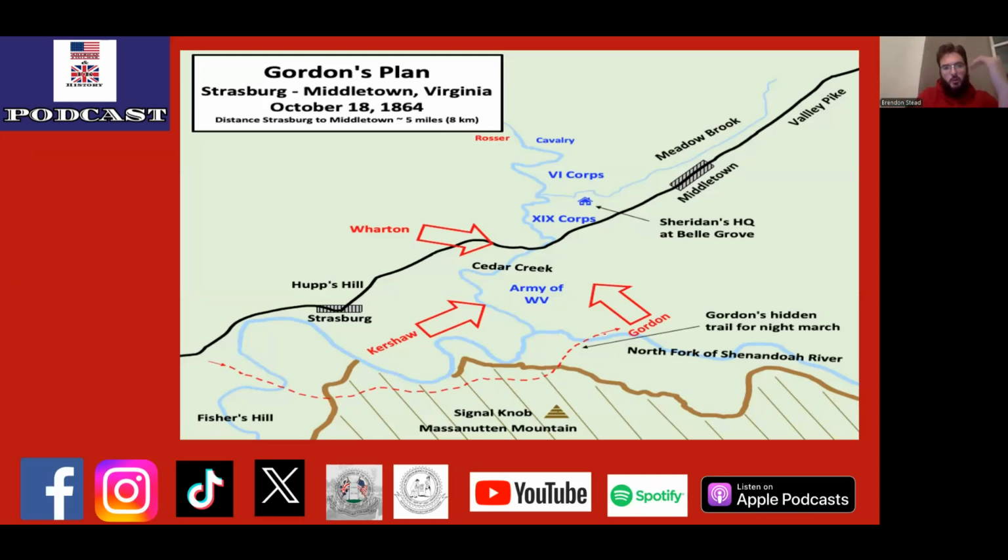He finds out where the Army of West Virginia is, along with the Sixth Corps, the 19th Corps, and the cavalry behind them. So Gordon persuaded Early to approve this plan to attack the Union left flank, and they believed they could destroy Sheridan's army and push him out of the Shenandoah Valley. Early said, okay, I will approve this plan as long as you can find a route to allow your troops to attack around the Union left.